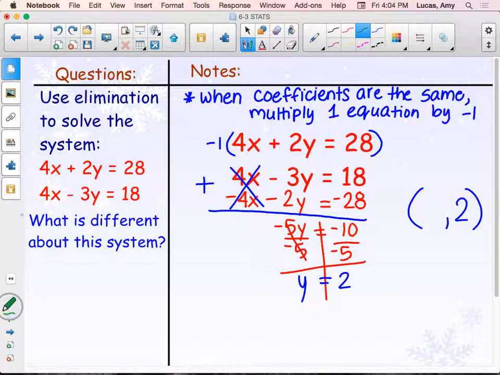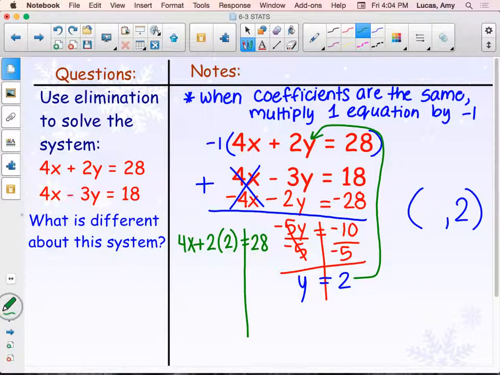Then we take that value and we plug it in one of our original equations. So 4x plus 2 times 2 equals 28. 2 times 2 is 4. So 4x plus 4 equals 28. Subtract that 4.